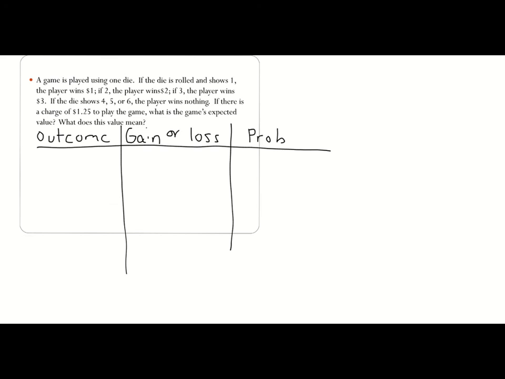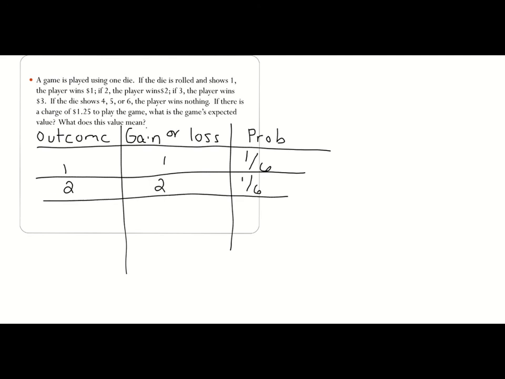So first, if I roll a 1, I win $1, and the probability of rolling a 1 would be 1/6. If I roll a 2, I get $2, and the probability of rolling a 2 would be 1/6. If I roll a 3, I end up with $3, and that's 1/6. But then if I roll a 4, a 5, or a 6, the gain or loss, I get $0. And that probability is going to be 3/6.